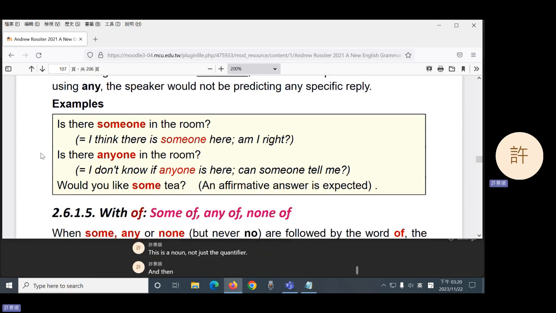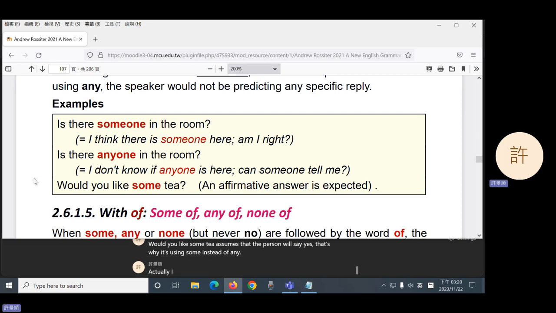And then here it says, usually we say, is there anyone in the room? But if you think there already is someone, if you assume the answer is yes, then you can use someone. Is there someone? Or like here, would you like some tea? Assumes that the person will say yes. That's why it's using some instead of any.